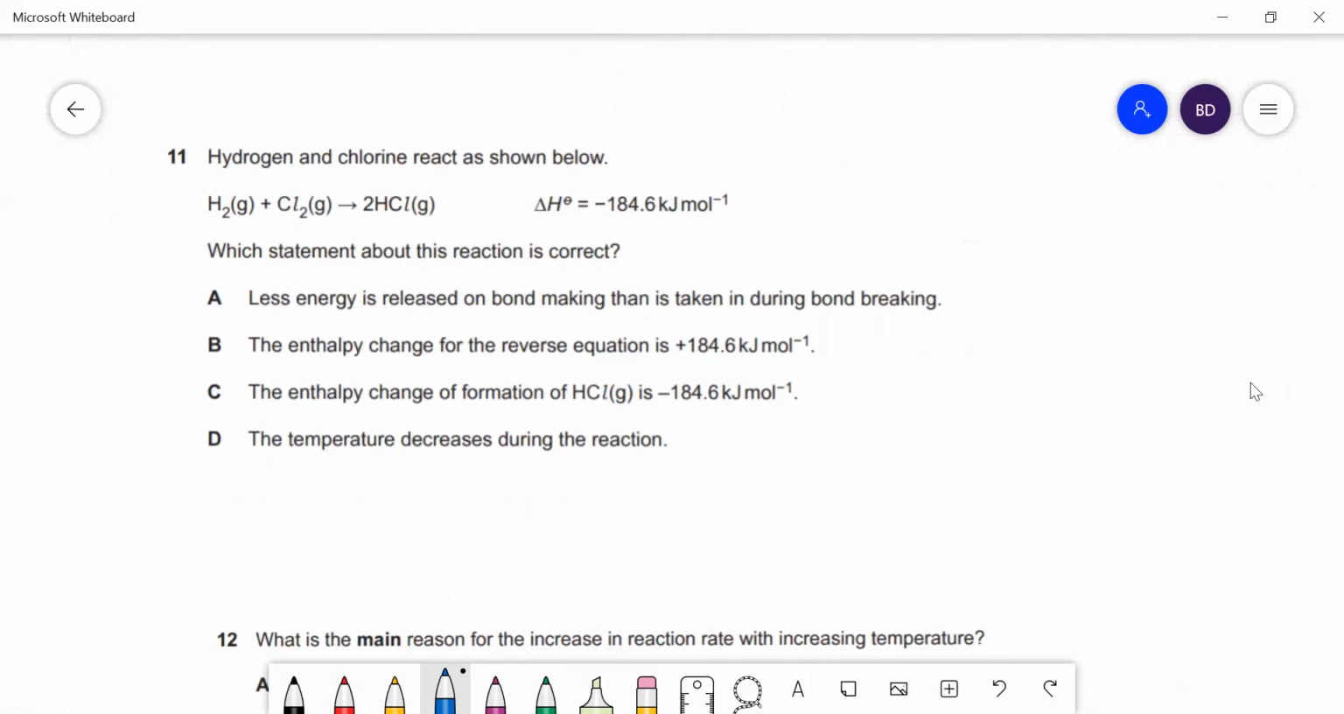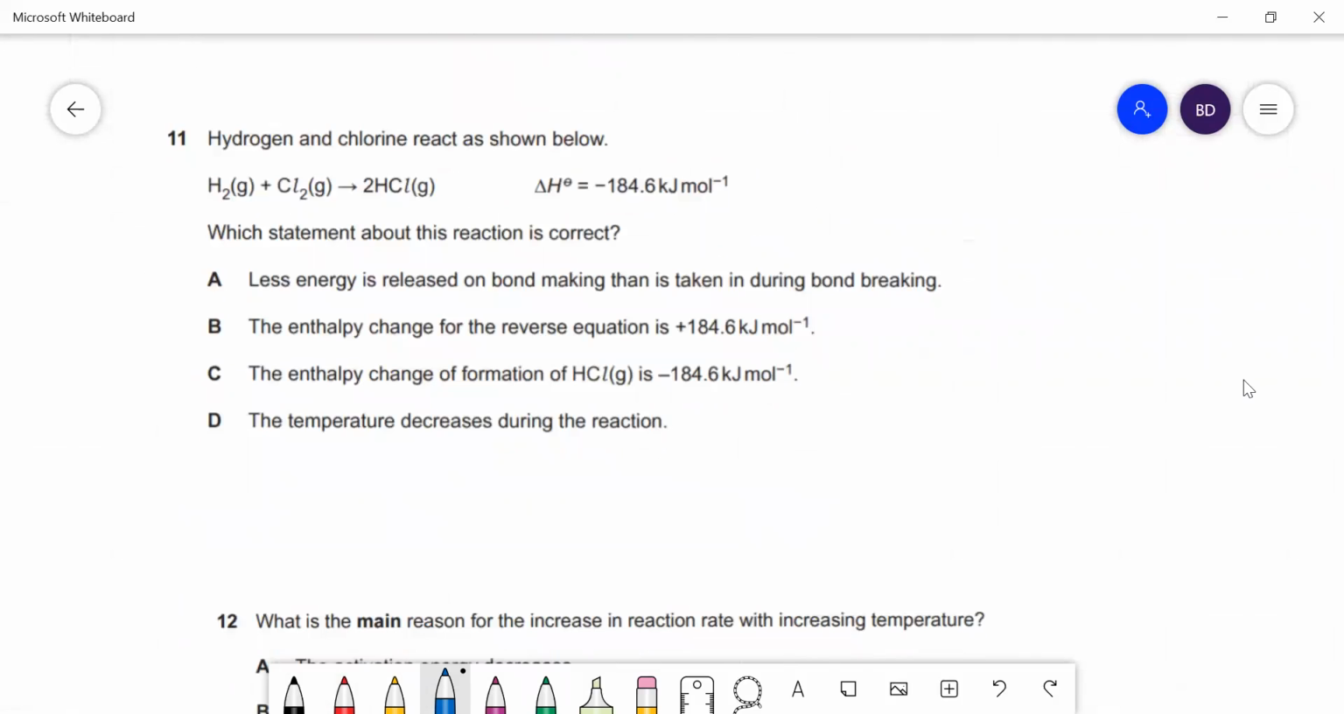Hydrogen and chlorine react as shown below. We've got hydrogen H2 reacting with Cl2 to form HCl. Which statement about this reaction is correct? Right, it is exothermic. Less energy is released on bond making than is taken in. That's wrong. That would be the case if it was endothermic, and it's not. It's exothermic. The enthalpy change for the reverse reaction is that, which is correct, because it's just going to be the same number as the forward, with the sign changed.